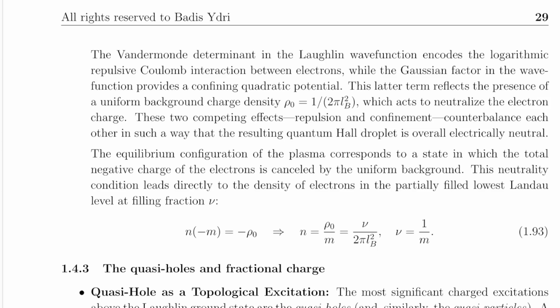In summary, the Laughlin wave function describes a new quantum phase, an incompressible topological fluid. It explains the fractional quantum Hall effect as a collective phenomenon, not single-particle physics. Its mathematical form ensures correlation, its physical behavior mimics a classical plasma, and its robustness comes from topological order. Most importantly, the filling fraction, nu equals 1 over m, arises from the charge balance between repulsion and confinement, woven together by the magnetic field.